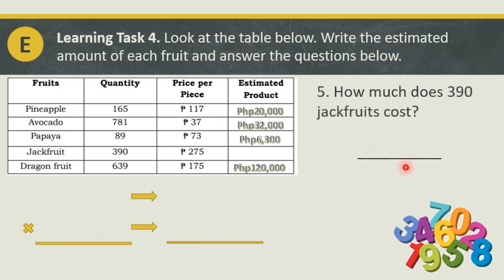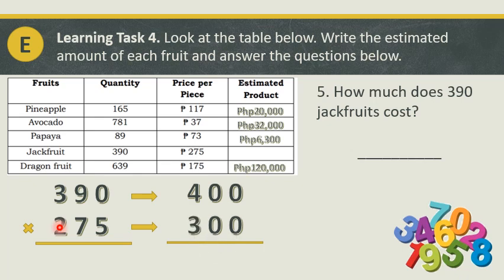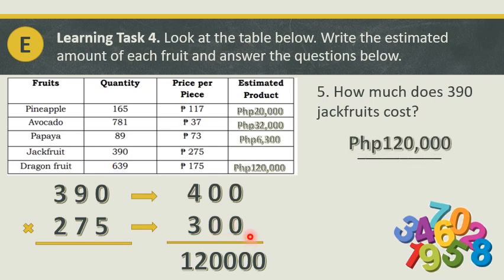Then, last, number 5. How much does 390 jackfruits cost? So, jackfruits tayo. So, ang nagkakalaga siya isang piraso ng 275 pesos. So, 390. So, ang katabi ng 3 natin is 9. Malaking number. So, ang 3 natin ay magiging 4. Dito, naman sa 275, ang katabi ng 2 natin is 7. Malaking number din. Then, ang 2 natin is magiging 3. So, 300. Then, bilangin natin yung ilang 0. So, 1, 2, 3, 4. Then, 4 times 3 is 12. Okay, so, ibig sabihin, ang jackfruits natin nagkakahalaga ng 120,000 pesos.